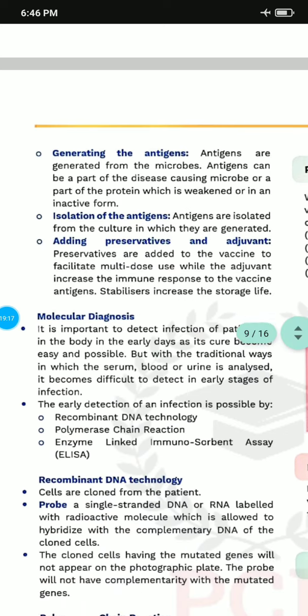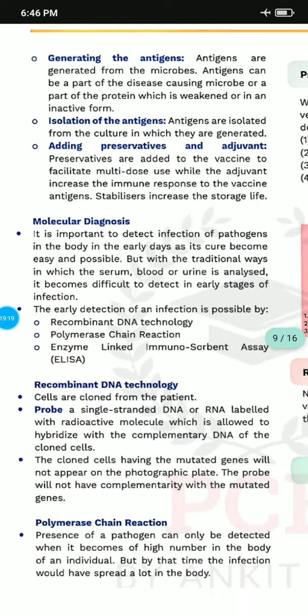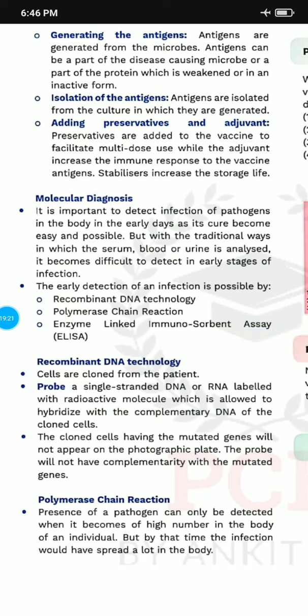The fourth one is molecular diagnosis. It is very important to detect a pathogen in the body in the early days, as that is the best way to cure. But with traditional methods like serum, blood or urine analysis, it is very difficult to detect in the early stage. Some methods that can be used for early detection of infection are recombinant DNA technology, polymerase chain reaction, and enzyme-linked immunosorbent assay, called ELISA.